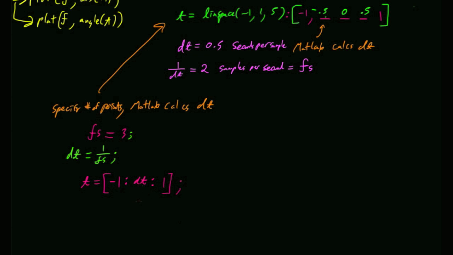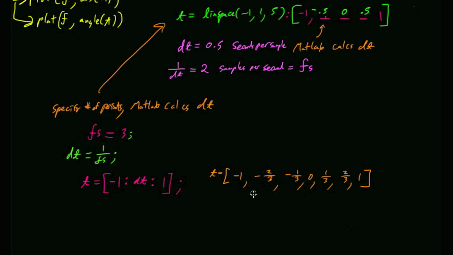Well, let's try this. What will my first point be? Negative 1 by definition. My next point will be negative 2/3, negative 1/3, 0, 1/3, 2/3, 1. Good.